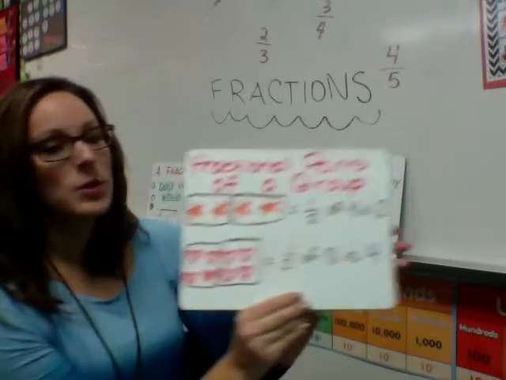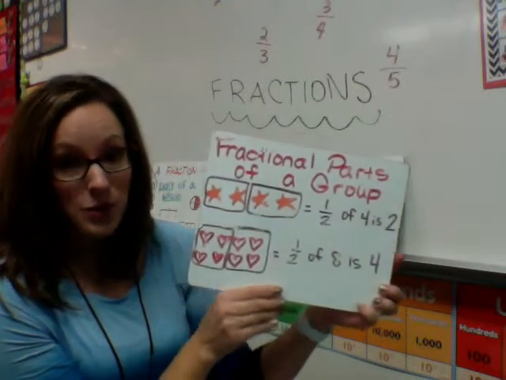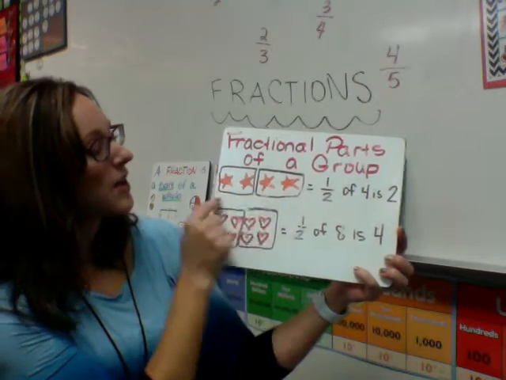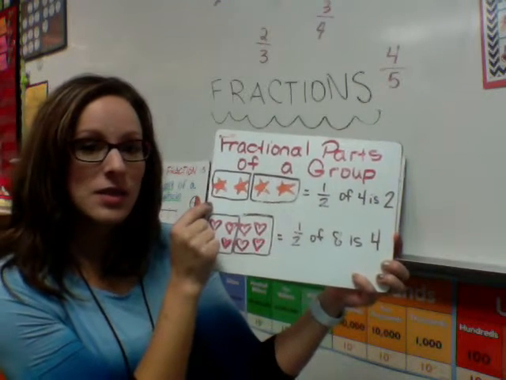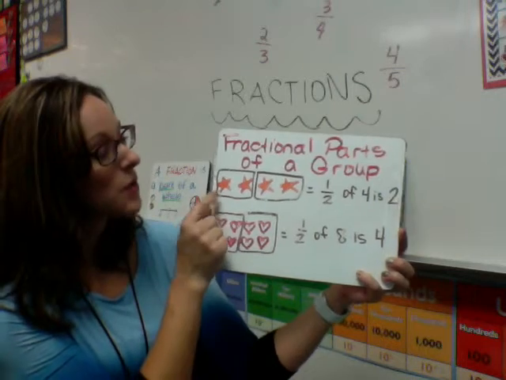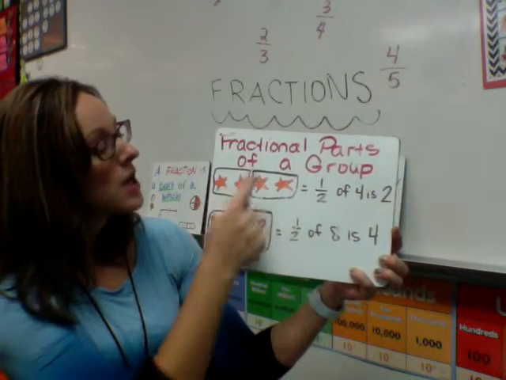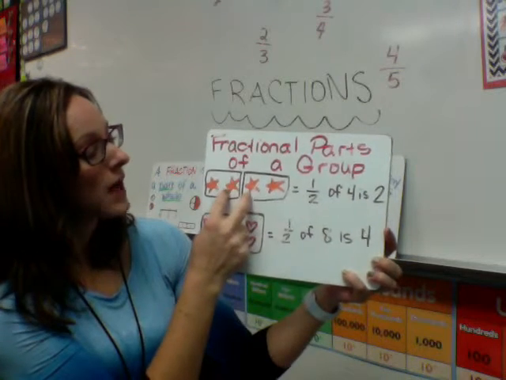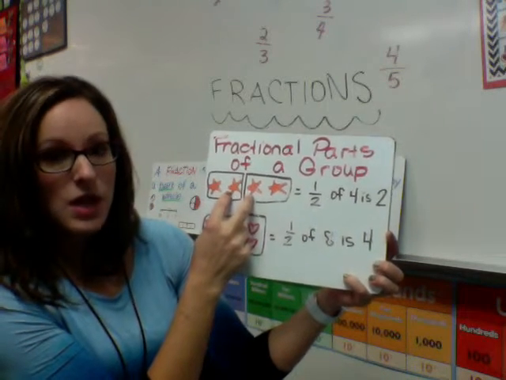You can also represent fractions in fractional groups or sets like I mentioned earlier. So when I took stars up here, I have 4 stars, and when I split them into 2 equal groups, I end up with 2 in each group. So 1/2 of 4 is 2, because when you divide 4 into groups of 2, you get 2 in each group.